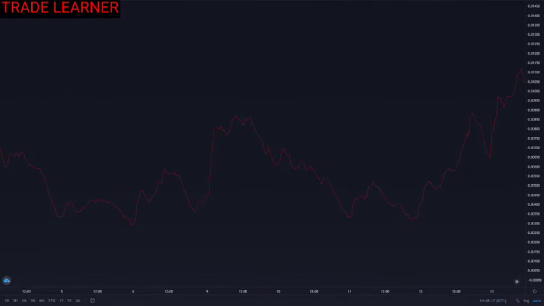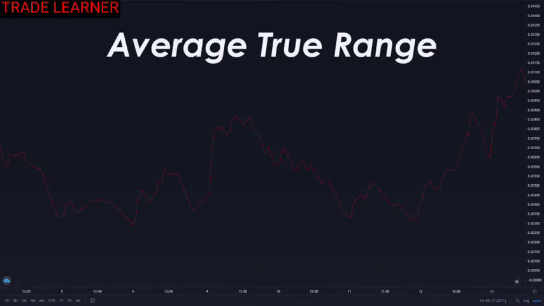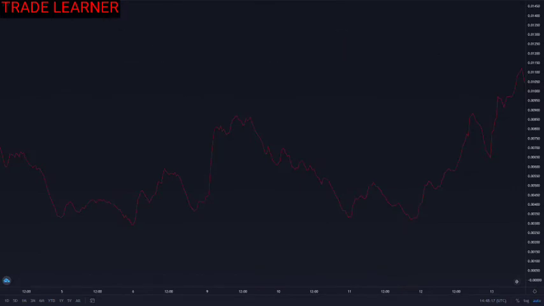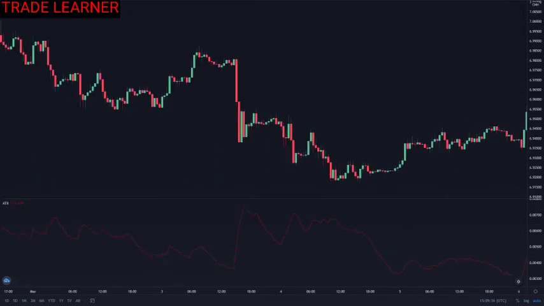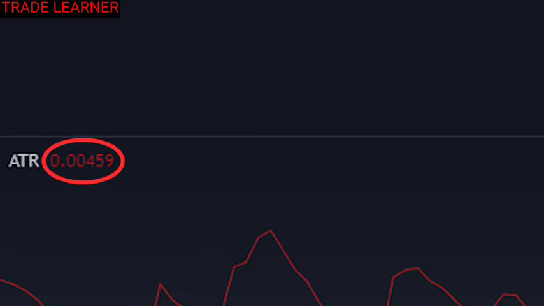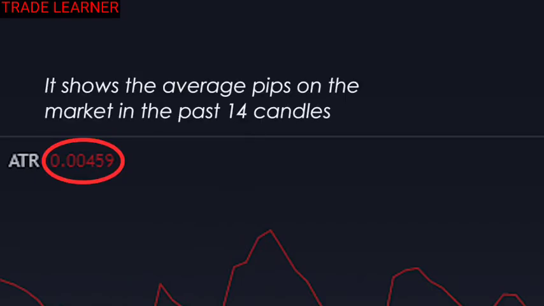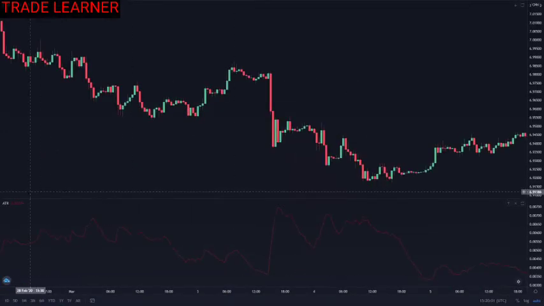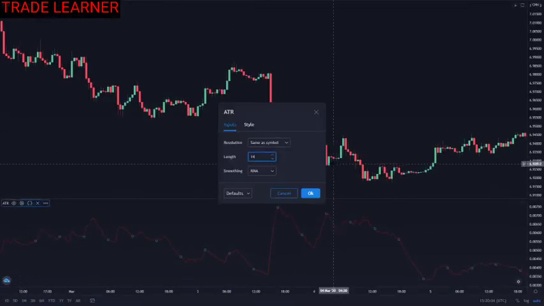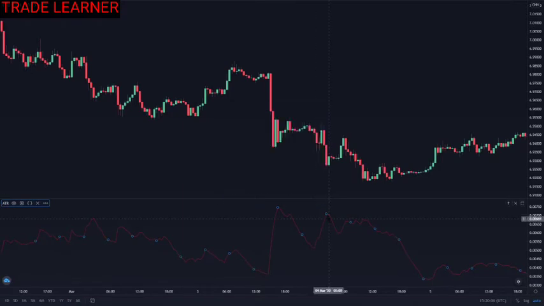The ATR indicator stands for Average True Range, and its only purpose is very simple: to identify the volatility in the market. So when you open the ATR indicator, you'll get a single line. But believe it or not, you don't really need this line, because the only important part of the indicator is the ATR value, the number in the corner. So this number shows the average pips in the market over the past 14 candles. You can switch this to whatever value you want in the settings, but I prefer the original.